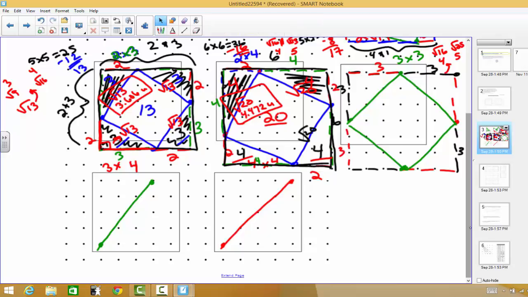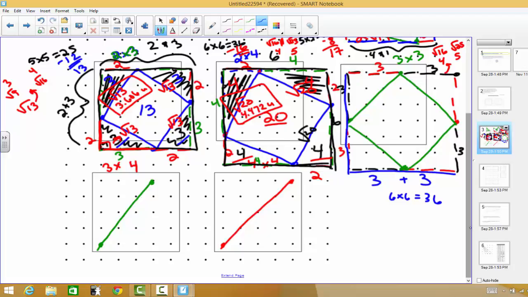Perfect. Okay, so the outer box here is 3 plus 3 by 3 plus 3, because these are all 3's. So this is a 6 by 6, which is 36. Same as this outer box that we just did. Now we have to take off the triangles. These triangles are 3 by 3's. 3 times 3 is 9, divided by 2 is 4.5. So you have 4 4.5's. 2 4.5's is 9. So 4 4.5's is 18. So when you take off these triangles, you'll be left with the area of just this lovely green square.